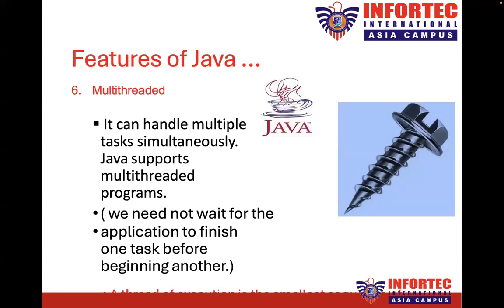Right. So the next important feature is multi-threaded. So what do you mean by multi-threaded? It can handle multiple tasks simultaneously. Java supports multi-threaded programs. We need not wait for the application to finish one task before beginning another. At a given time, Java can handle multiple activities, multiple tasks.